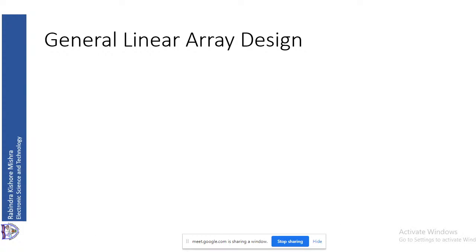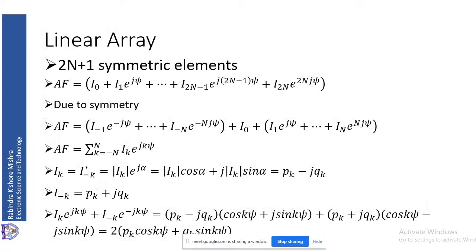Now let us see how to simplify this. Take any two conjugate terms, ik exponential jk psi plus I minus k exponential minus jk psi. So k can be anything from minus n to n. I0 remains as it is, it cannot be included in this pairing, because if you take 0, then it is exponential j 0, so that becomes 1. So it makes no point.